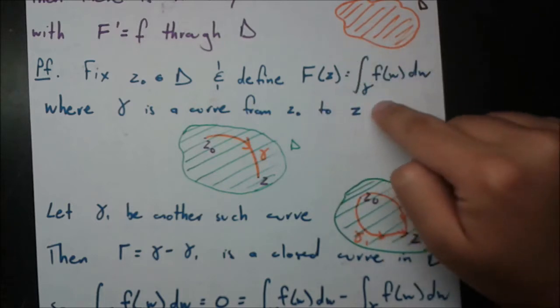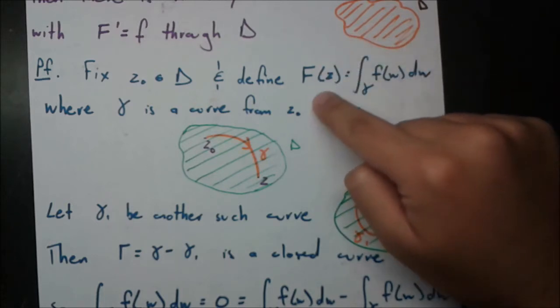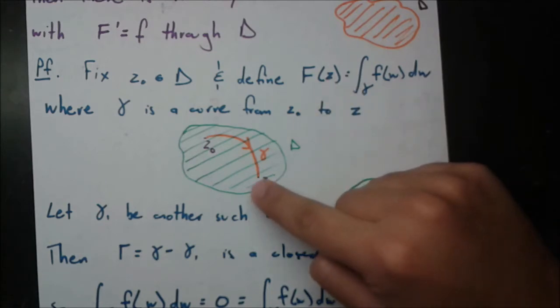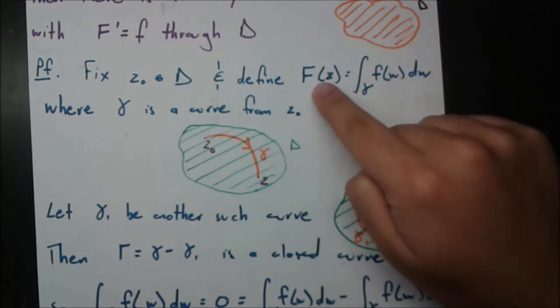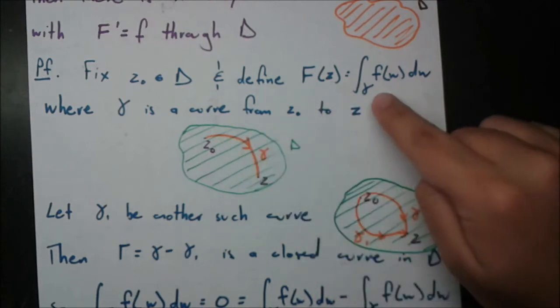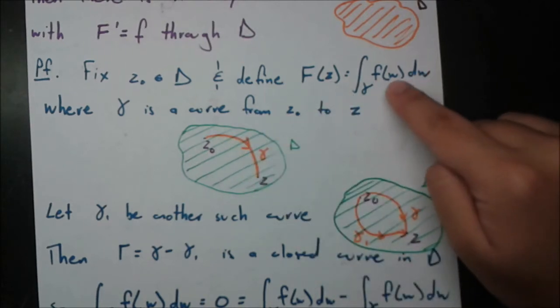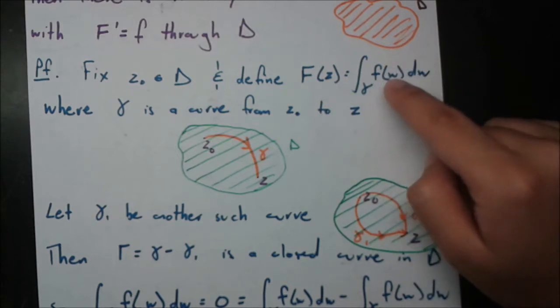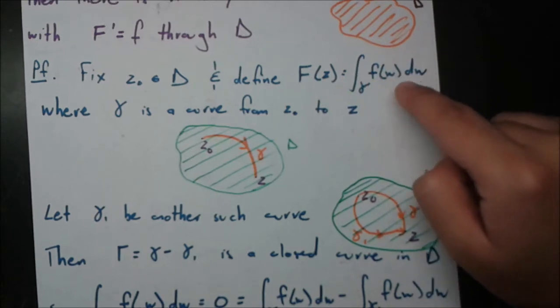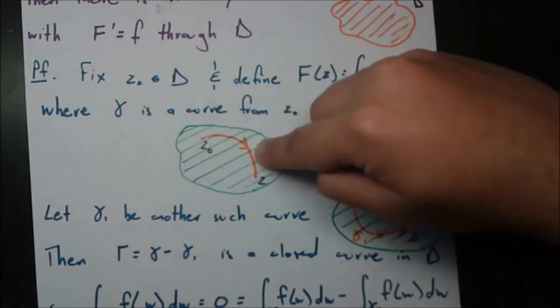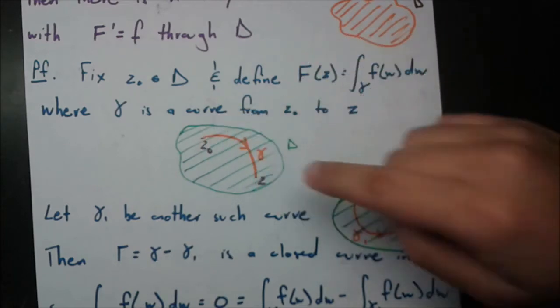So we're going to now take this integral and frame it in terms of a function. So now let's say you put some z in here. Let's say you put this z, this point right here. So now what this function is going to spit out to you is the integral of f of w dw. We're using w here because we put z here. So it's the same thing. It doesn't matter if you put z or w here. So f of w dw over this curve gamma that connects z0 to z.